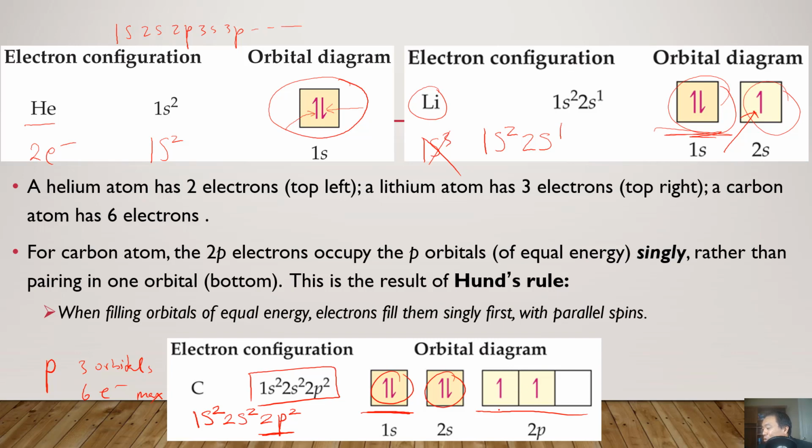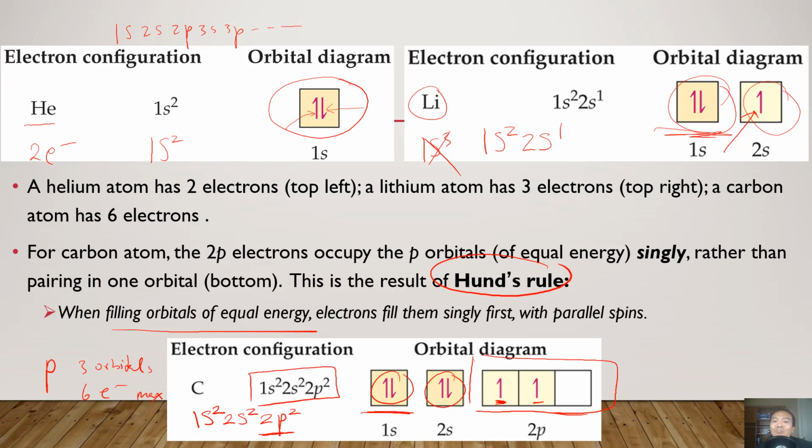For the next electron, you don't want to put inside the same box as the first one, because as we learned for Hund's rule, it tells you when filling the orbitals with the same energy, all of these p orbitals have the same energy. So what you're going to do is you fill in the first one, as you see over here, then you're going to spread out before you're pairing up. So the next one would be like this.